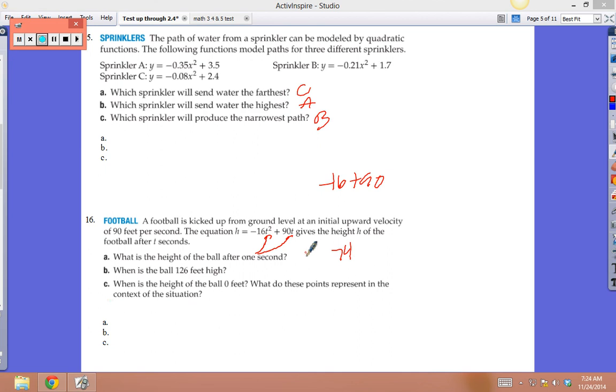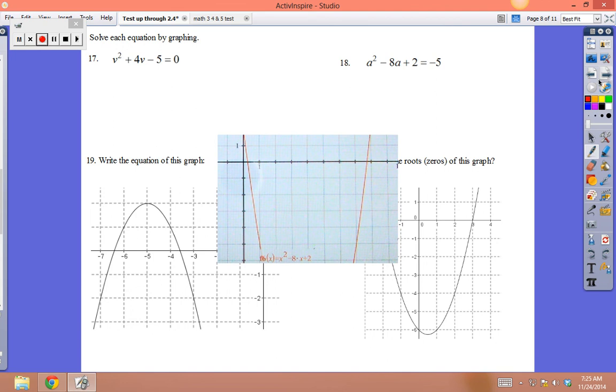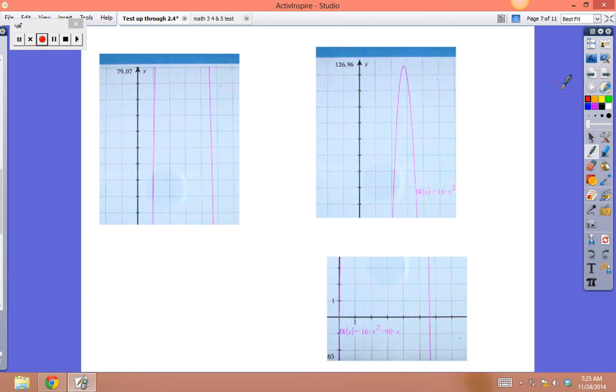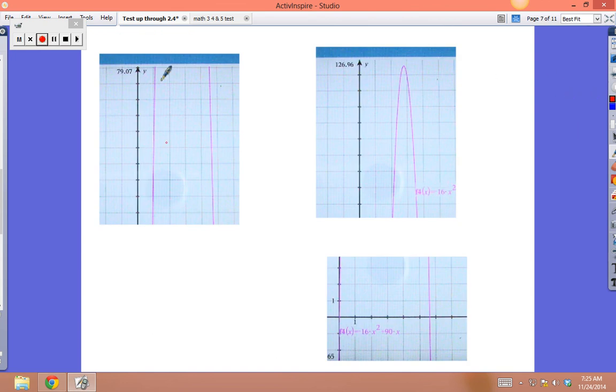So that's probably the quickest way. You plug in the seconds and it will spit out the height. So if I plug in 1, it's going to be 74 feet. But if you look at the graph, this is what you're looking at, this one right here. So that's 79, that's 78, 76, 75, 74 is right here. But see, this is 1, 2, 3, 4, 5 seconds.